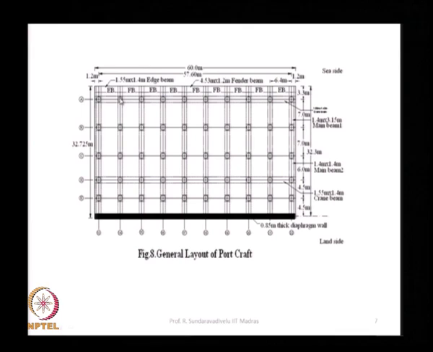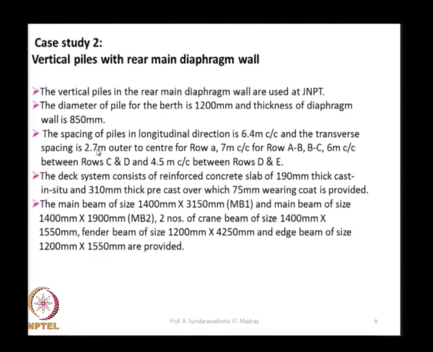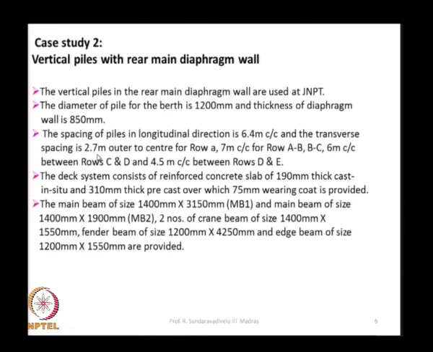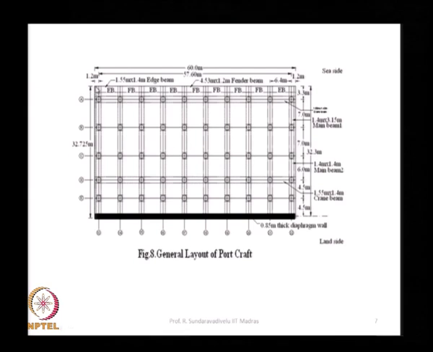Here the spacing is about 6.4 meters center to center, and in the transverse direction the first row is 2.7 meter, then 7 meter, then 6 meter, then 4.5 meter. If you see here, the distance from here to here, I think it is not 2.7, it is given as 3.3 meter. From here to here is 7, from here to here is 7, then 6, then 4.5, then 4.5.